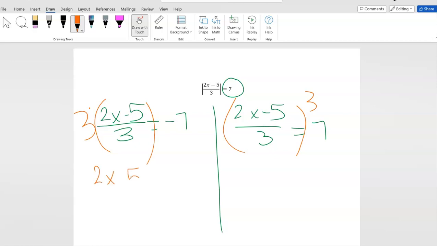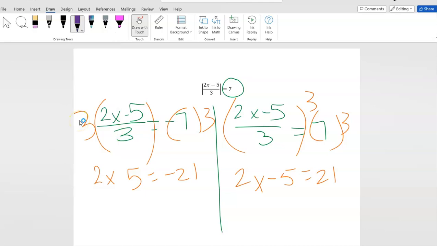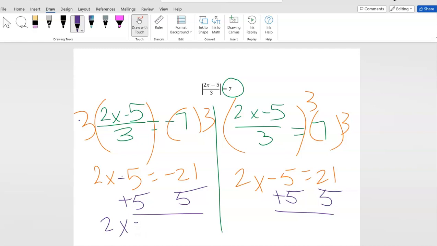So 2x minus 5 equals -21, because of course, timesing both sides by 3. 2x minus 5 equals positive 21. Okay. Then what I'm going to do here is I am going to add 5 to both sides. So then this is 2x equals, let's see here, -16. And this is 2x equals positive 26.